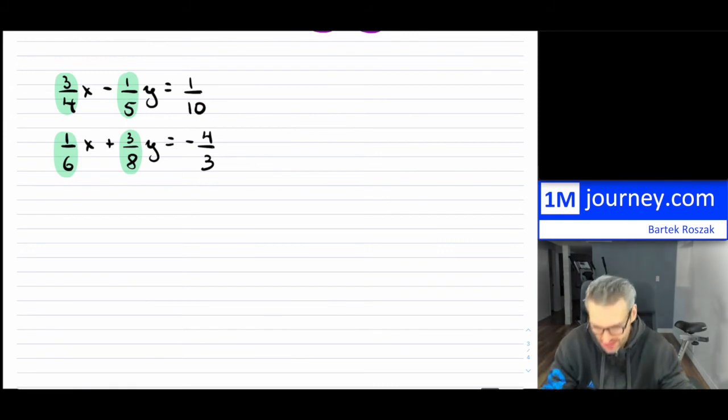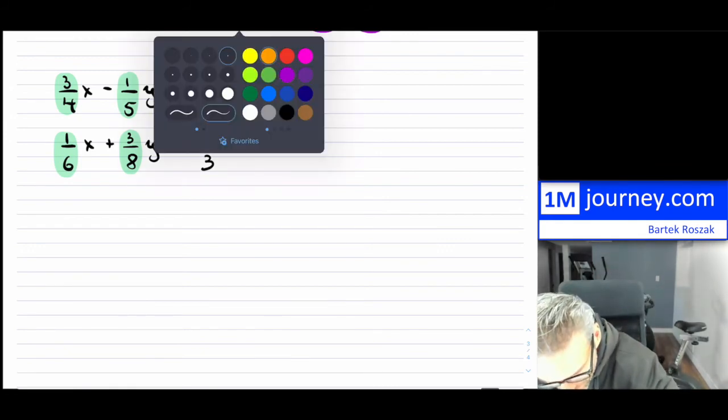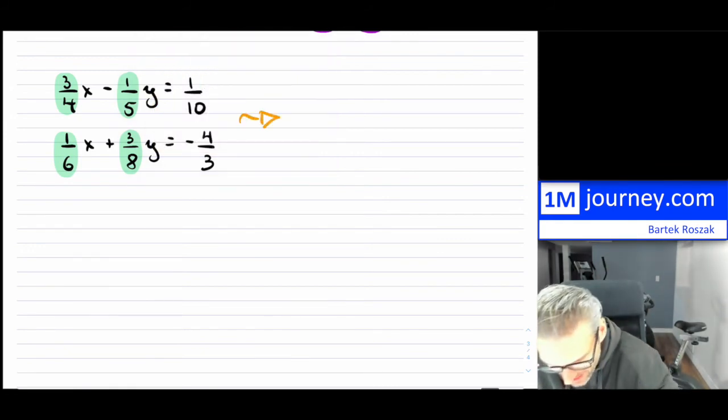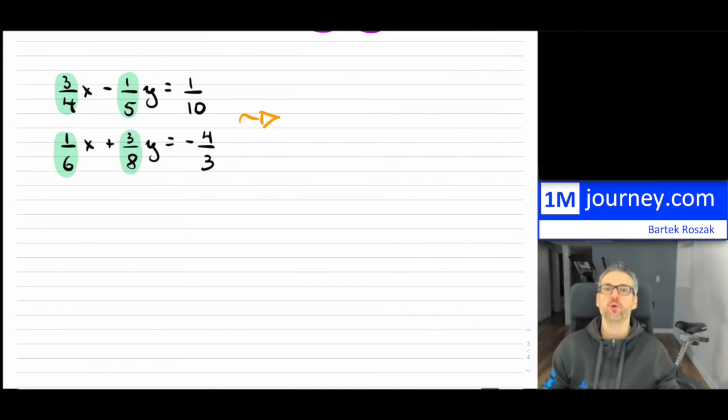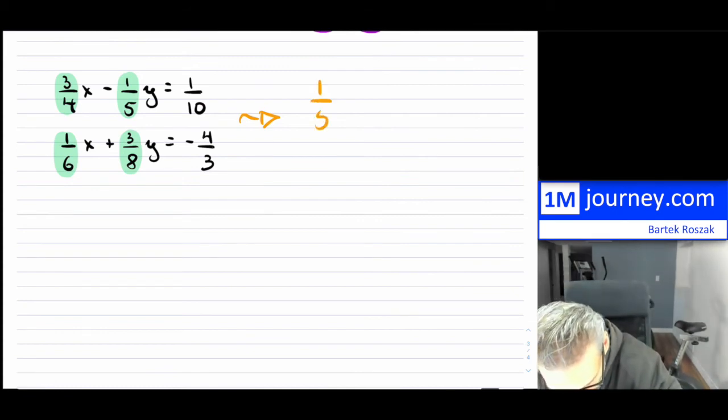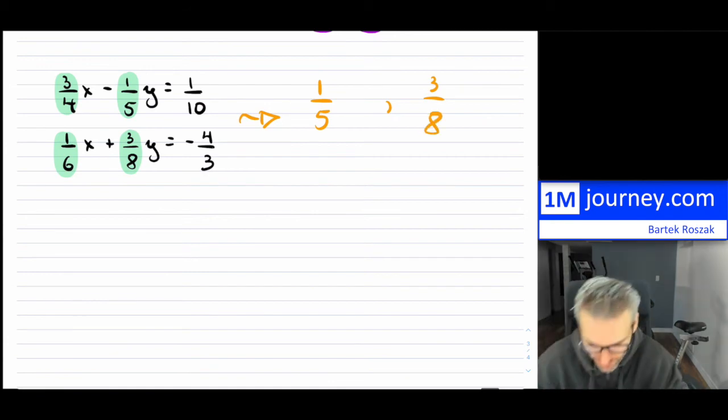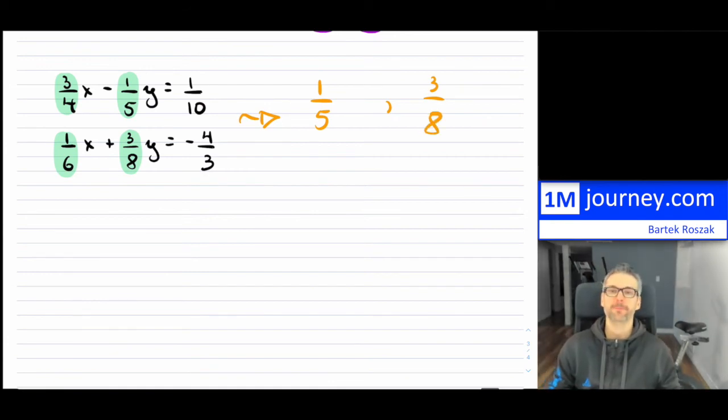So this last example is basically, what we're going to do is pick a coefficient we want to eliminate. So whatever coefficient we have. I eliminated x in the previous one. Let me eliminate y. So my coefficients, I have 1 over 5, and then I have 3 over 8. Okay, so that's what I have. Now, our goal is to make them the same. Our goal is to make them the same.